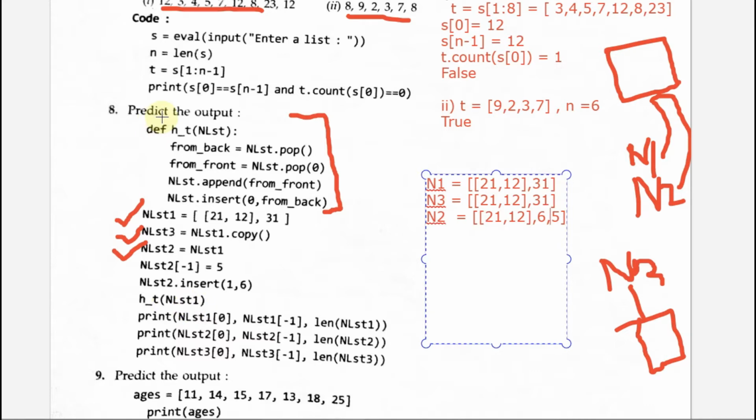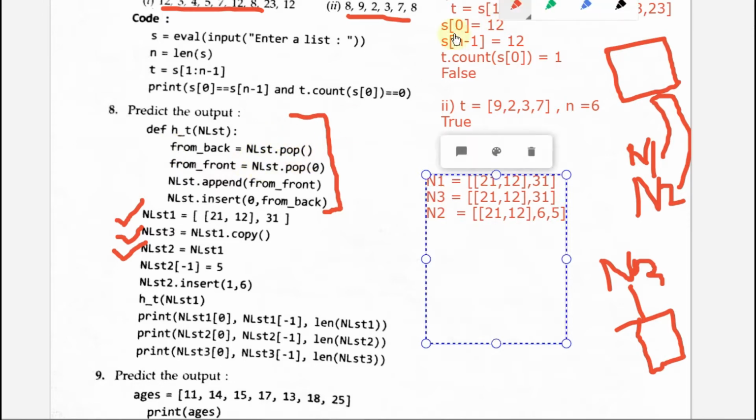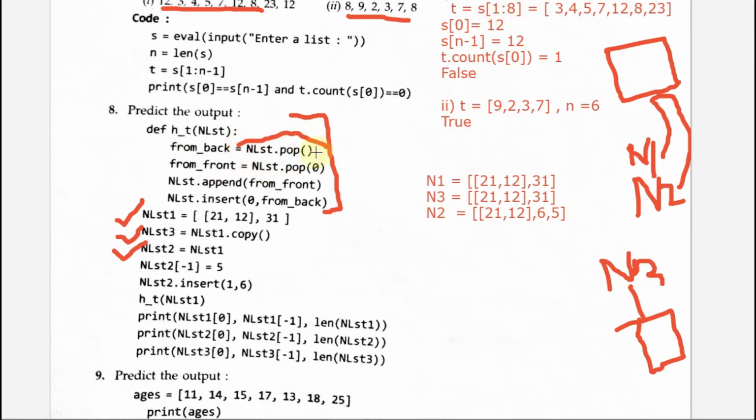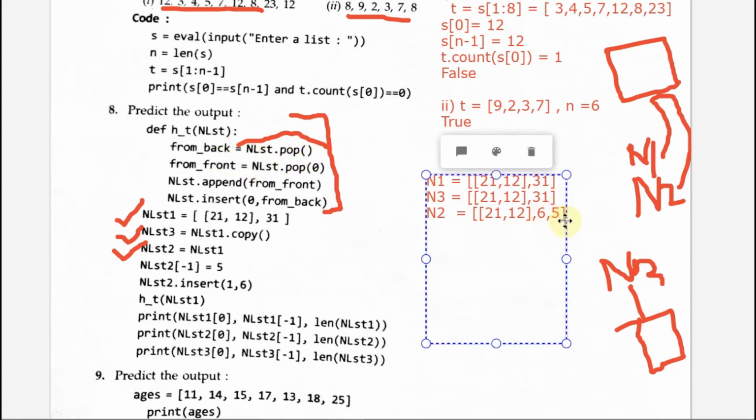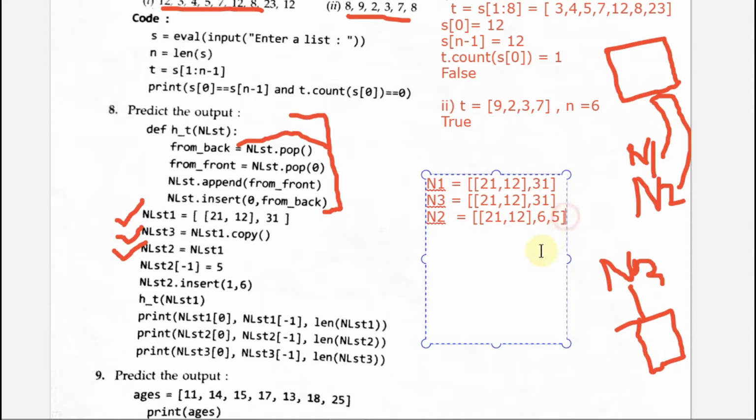And then hd_tl(NLST1). So it is going to call a function wherein they are trying to do some changes. Again, from_back is equal to NLST.pop. What is this NLST.pop going to do? This pop function will remove the last element from the list. So when it is removing the last element, it is storing it in from_back, which is the last element removed, 5. I am passing NLST1 as the parameter.